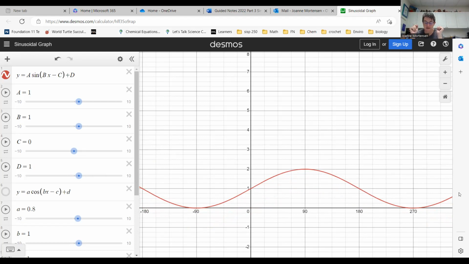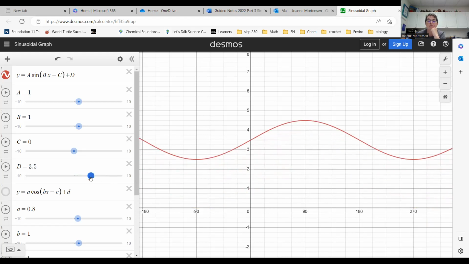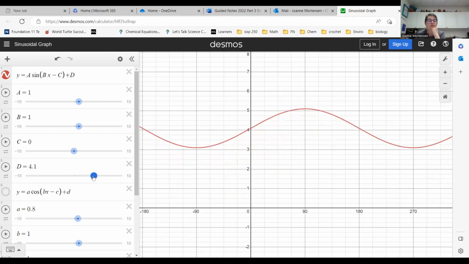But what doesn't change is, let's see, my amplitude. My amplitude is the distance from my midline to the top. So that looks like 1. If we go down, that looks like 1. If I move it to there, so I've moved my midline up to 4, my amplitude, that doesn't change. So, nope.